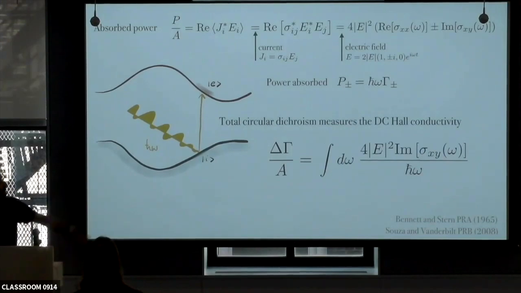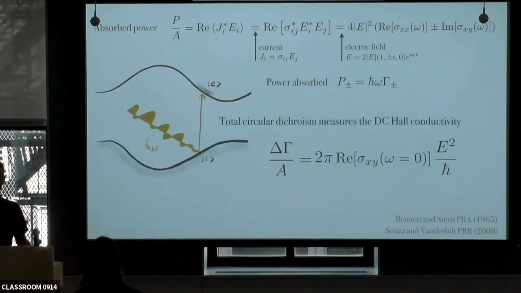Now, if you do this just by the formula that's up there, you'll find that you exactly isolate sigma xy, the imaginary part of sigma xy, over omega. And now you know that for analytic functions, the real and imaginary parts are related by Kramers-Kronig. So this immediately gives you the real part of the Hall conductivity. So just by measuring absorption, you can measure the DC Hall conductivity, provided you integrate over all frequencies.